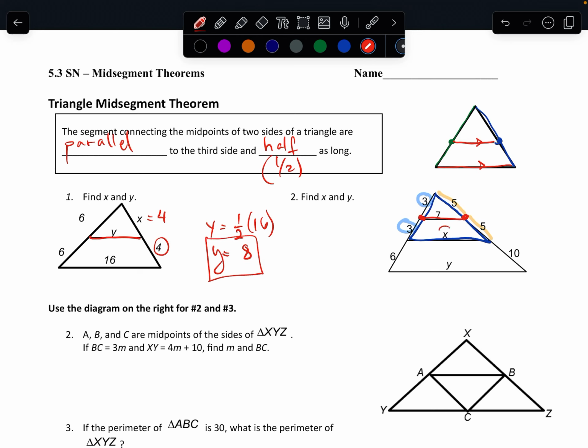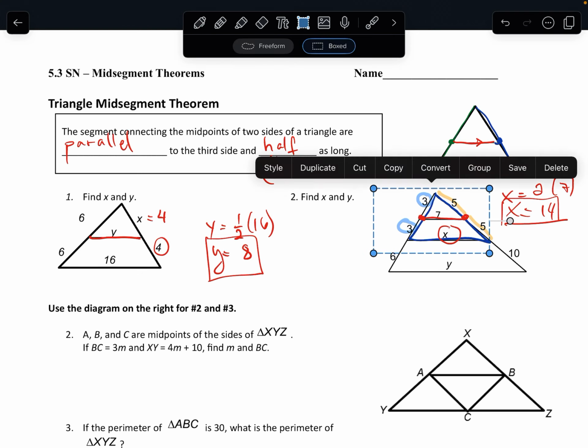So this is half of the third side, which in this case is going to be x, right? So x must be equal to 2 times 7, right? Because 7 is half of x, so x must be double 7. Okay, so that's equal to 14. So that's x.